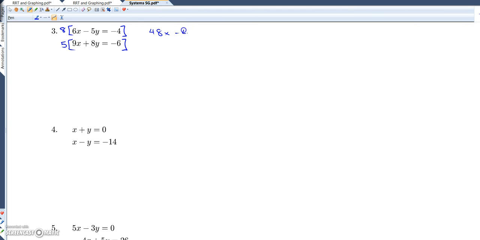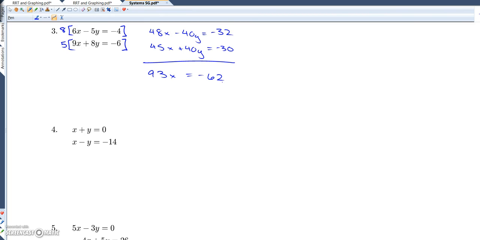48x minus 40y equals negative 32. 45x plus 40y equals negative 30. Need to add these two things together. Again, I recognize, completely understand that you're going to end up with a big number. Ooh, 93x. Not a huge deal. You can handle that. Equals negative 62.